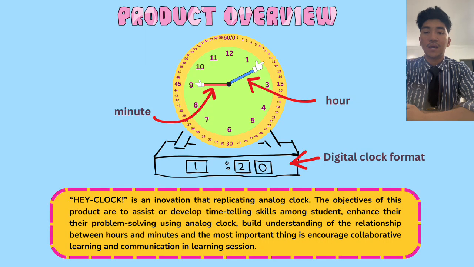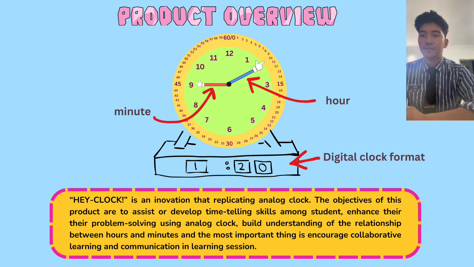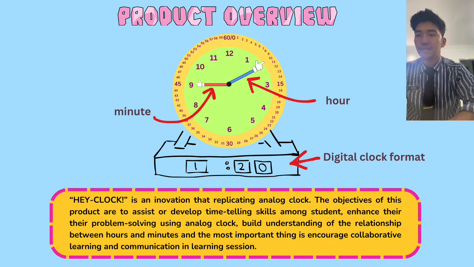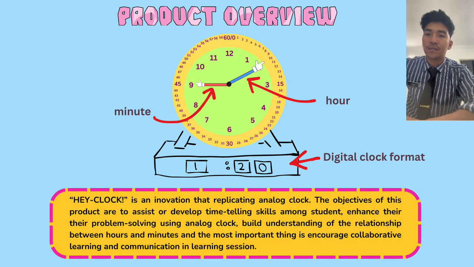So, after we have done the learning theories that are related to Hey Clock, let us see the product overview. So here, as you can see on my product, the long hand of the analog clock indicates the hour, while the short hand, the red one, indicates the minutes. So let's see the explanations.